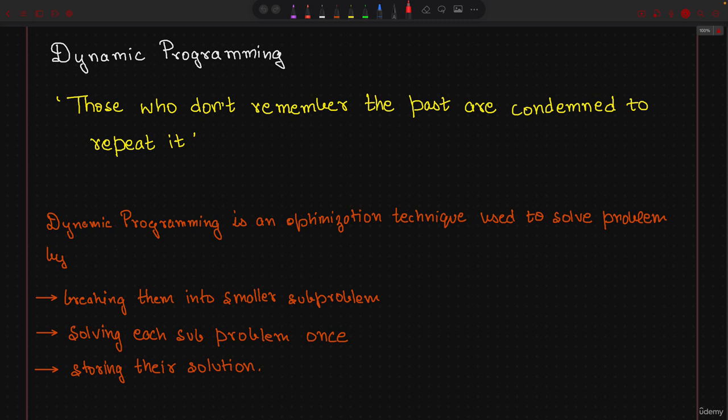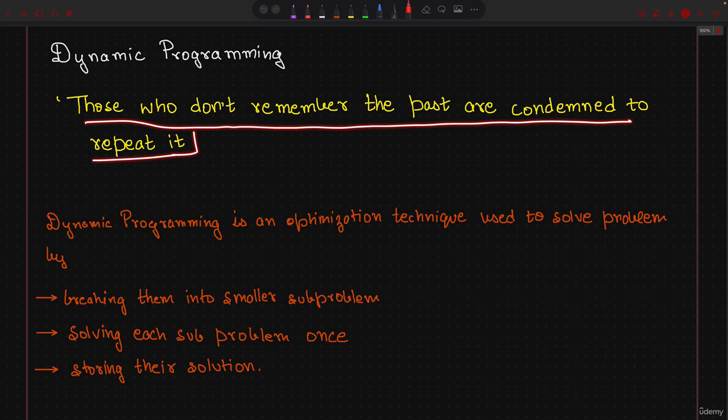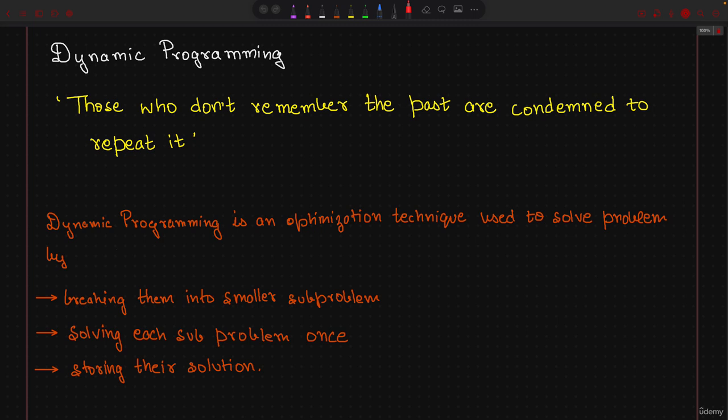So now let us see what exactly DP is. The way I remember DP is with this line in yellow: those who don't remember the past are condemned to repeat it. All this line says is that if we are not remembering our past, then we are surely going to repeat the same thing. Going forward, I will try to make sure that I explain each and everything visually as well as using lots of examples.